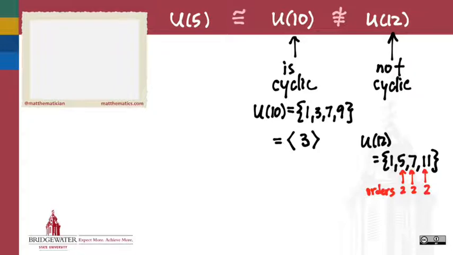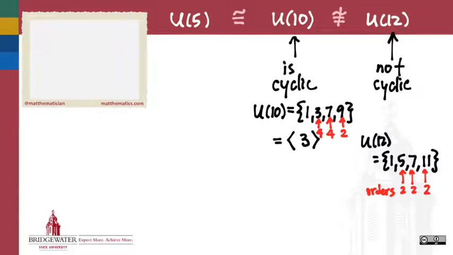So all those non-identity elements have order 2. Meanwhile, what's the order of 3 in U10? Order is 4. It's a generator, after all. It has to generate all of the rest of the elements. What about the order of 7? 7 has order 4, and 9 has order 2. So just looking at the orders of elements, we can tell that there's a difference between these two groups, right? This group has an element of order 4, a couple of them. This group has no elements of order 4. So these two groups cannot, in fact, be isomorphic.